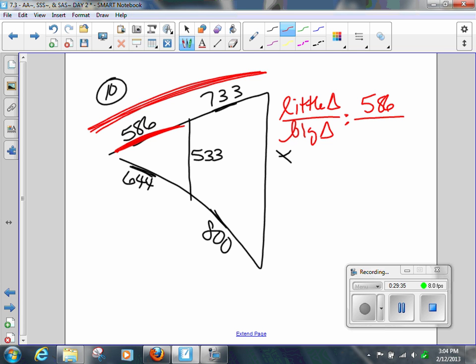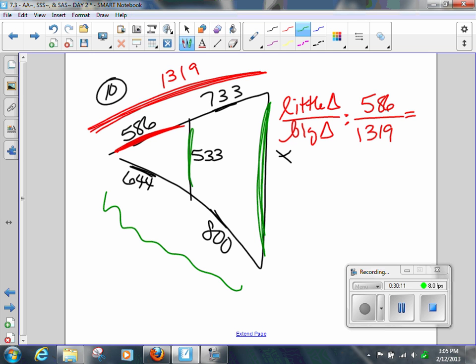How in the world did you get 13 blah, blah, blah? You just said 586 plus 733 is 1319. That's it. Now it's got to be set equal to 530. Why not one of these numbers down here? Because I'm trying to find this right here. Oh, wait a minute. Are you saying I would have been able to use 644 over 1444 is equal to 533 over x?